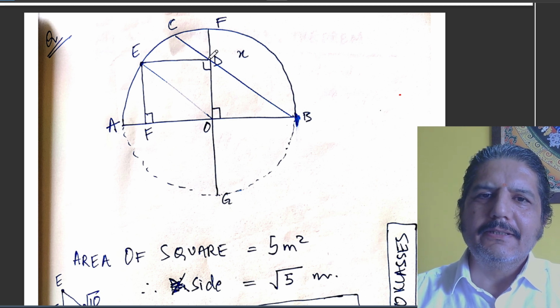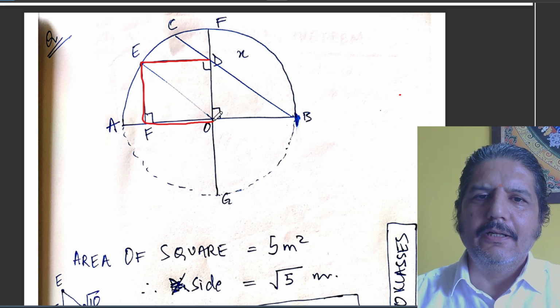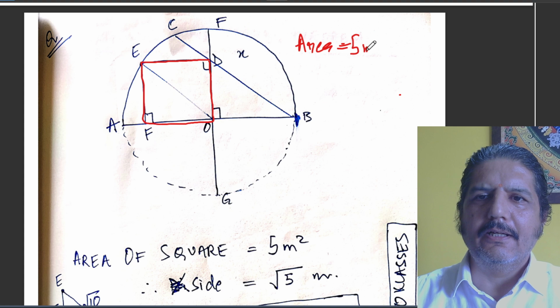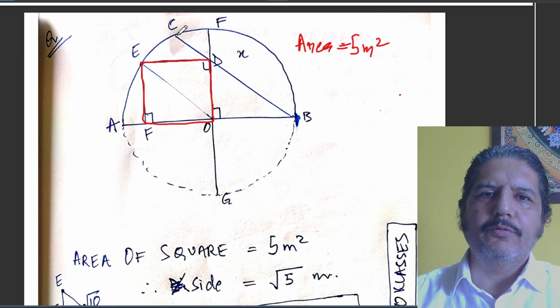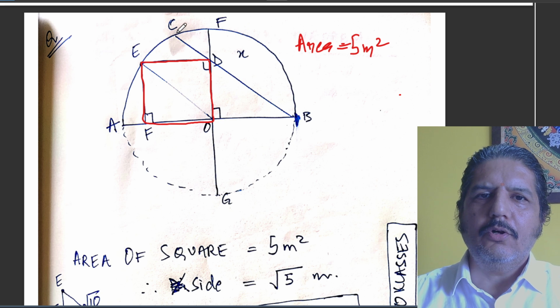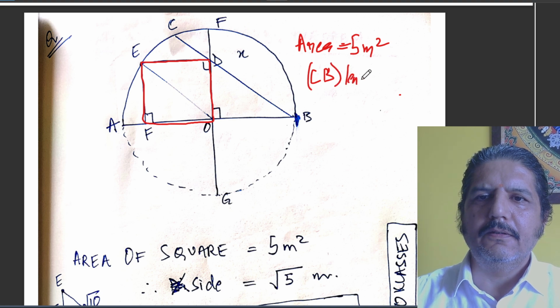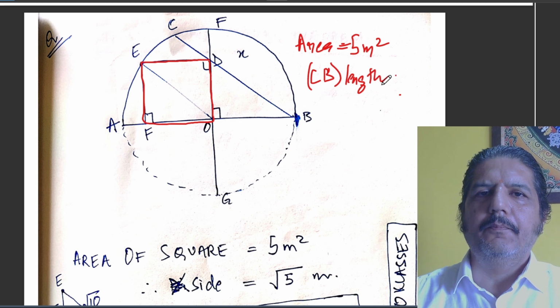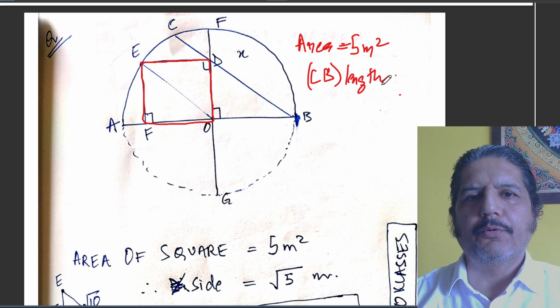So we have been given that this is a square. This is a square whose area is 5 meters square. And what we have to find is the length of this chord CB. So this is the question.